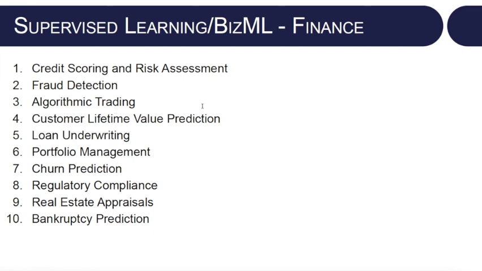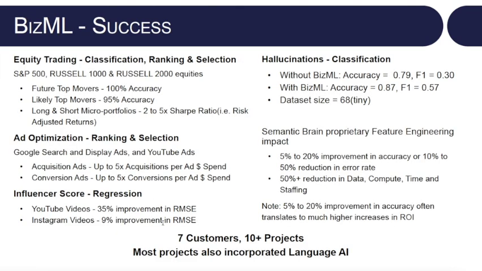And this approach can not only be used in algorithmic trading and portfolio management, it can be used in numerous other areas in finance, such as credit scoring, fraud detection, loan underwriting, bankruptcy prediction. And as we've shown in the previous slides, it can also be used in marketing. Here we've used it in a few scenarios. In ad optimization, it resulted in 25 times more conversions per ad dollar. That's 5 multiplied by 5.